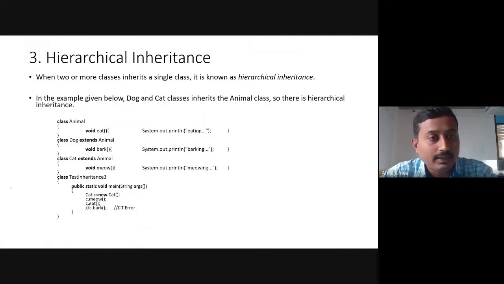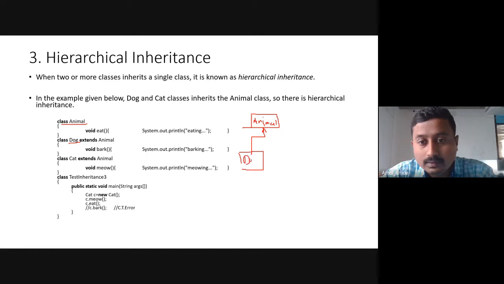Then we have hierarchical inheritance. So in this example, what is happening? You go line by line. We have a class animal and it is not extending anything. So draw it. Animal. Then dog is extending animal, so we have this inheritance. Dog class, dog extends animal. Then we have cat, and whom is it extending? Animal. So animal से ही line draw करना है, and cat.